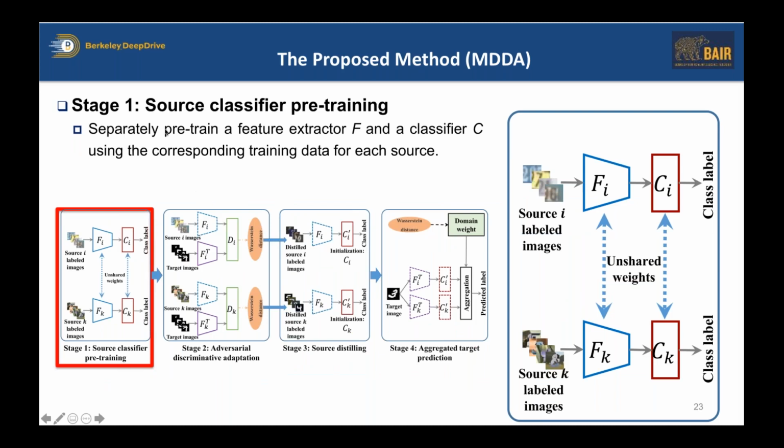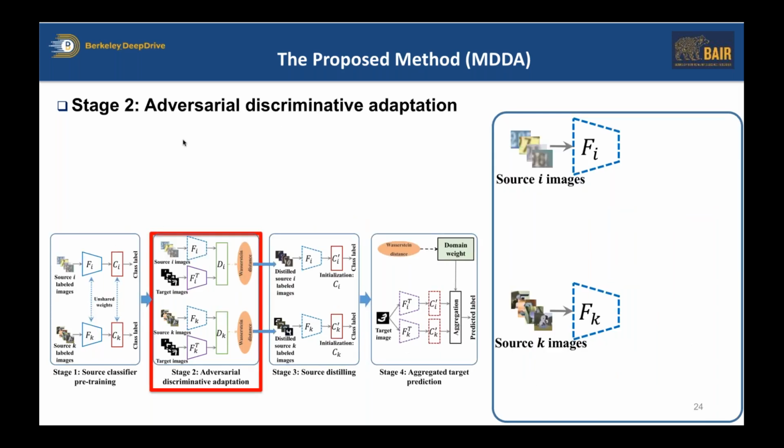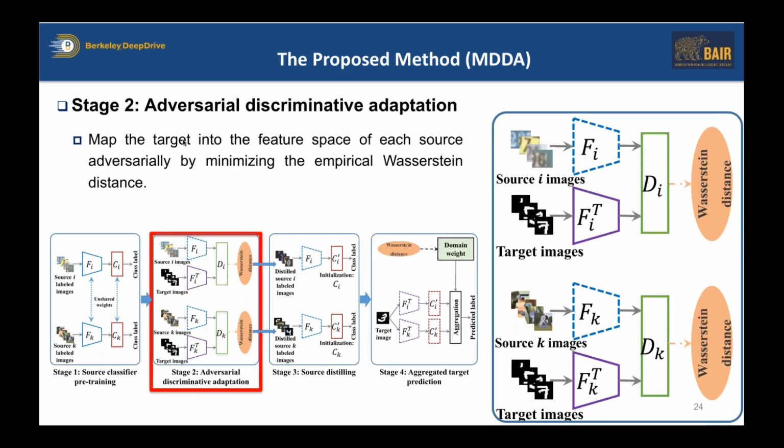For the first stage, we separately pre-train a feature extractor F and a classifier C using the corresponding training data for each source. And in the second stage, we map the target into the feature space of each source adversarially by minimizing the empirical Wasserstein distance.